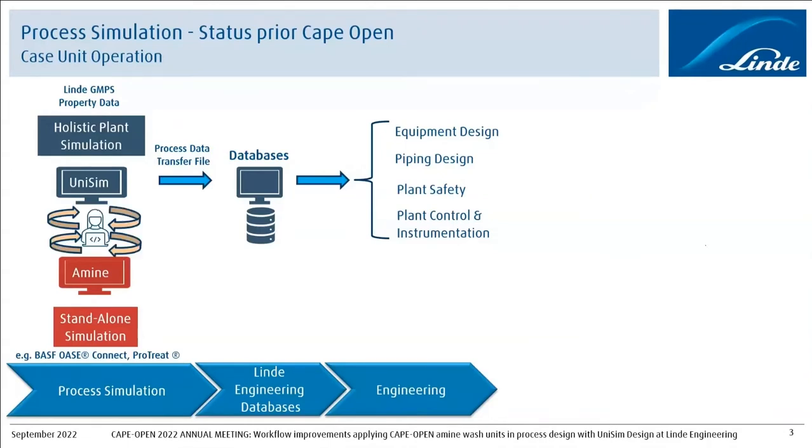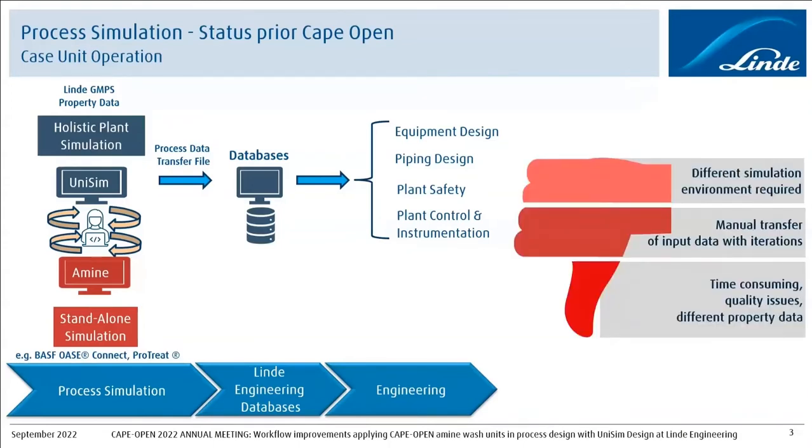The problem is that those systems were not exchanging data, so we had to transfer the input and output data manually, and also do all the iterations, especially if there were changes in the feed gases, so we needed to change the system. All these manual inputs and the change of the simulation environment were very time consuming. It was always an issue: did we type in all numbers correctly, or is there a mistake? And of course we always have the big question mark about the different property data we're using.